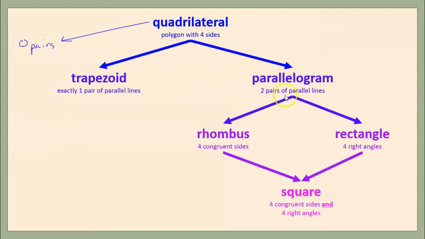Parallelograms can be further divided into 2 categories: rhombuses, which have 4 congruent sides, meaning they're all the same length, and rectangles, which have 4 right angles. Rhombuses are parallelograms, and rectangles are also parallelograms. They're particular kinds of parallelograms. Then if we combine rhombuses and rectangles, we get squares. Squares have 4 congruent sides, that makes them a rhombus, and 4 right angles, that makes them a rectangle. So squares are considered both rhombuses and rectangles. All 3 of these are considered parallelograms, and all of these down here are considered quadrilaterals.